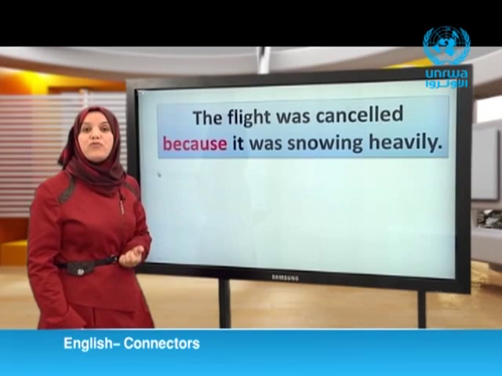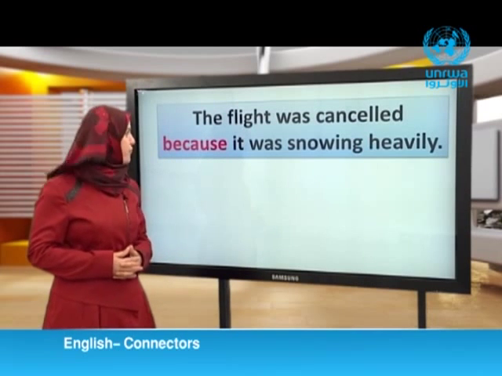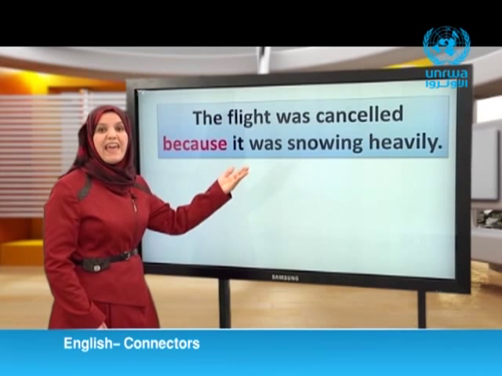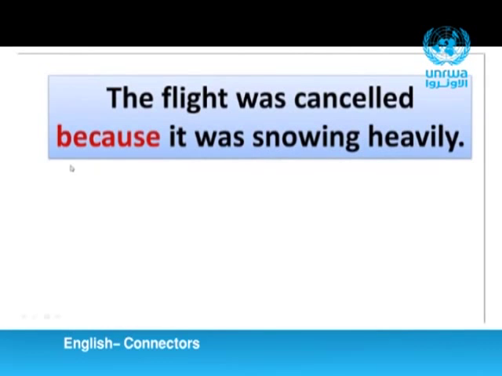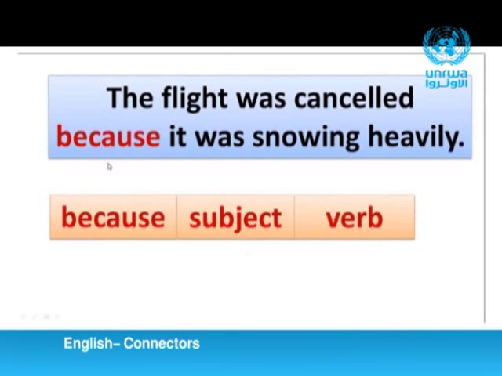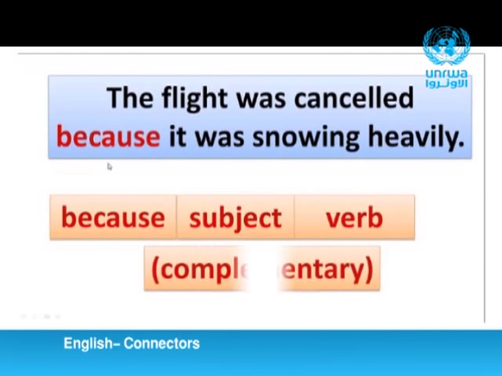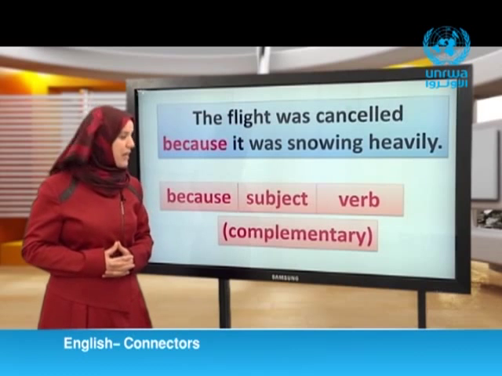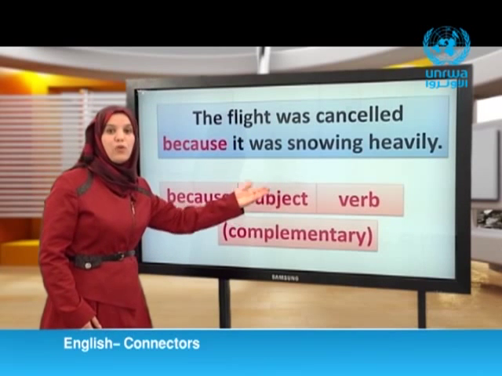But notice the difference between because and because of. The flight was cancelled because it was snowing heavily. After because, we use subject, verb, and sometimes we use the complementary.